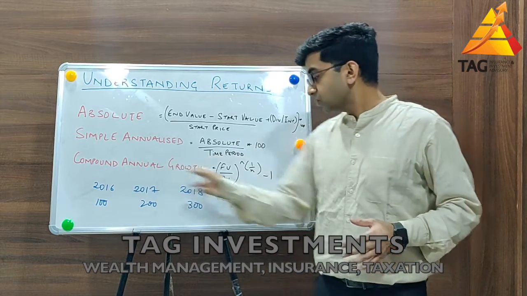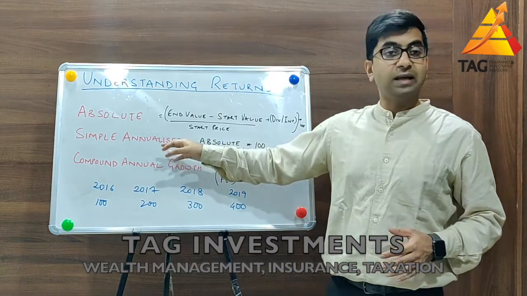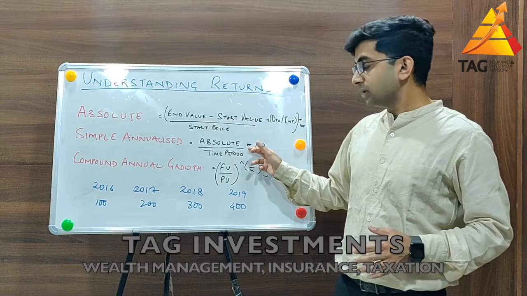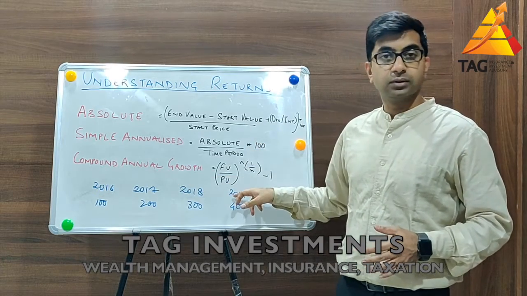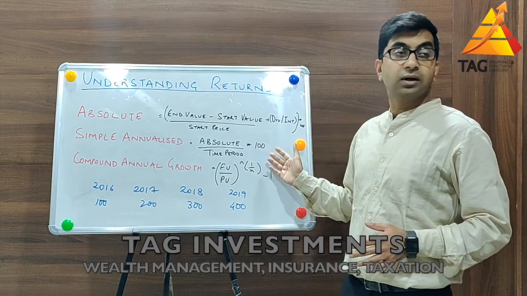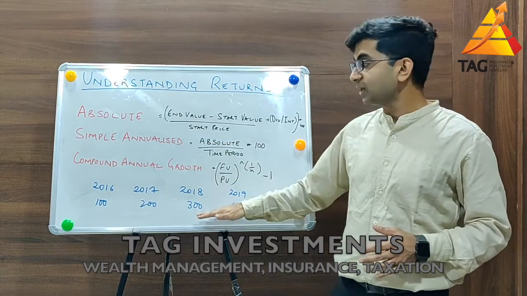Simple annualized return, simply put, is absolute return divided by the time period. Now the time period is 3 years. So the simple annualized return will be 300% upon 3 years, which is 100%. So the annualized return was 100%.